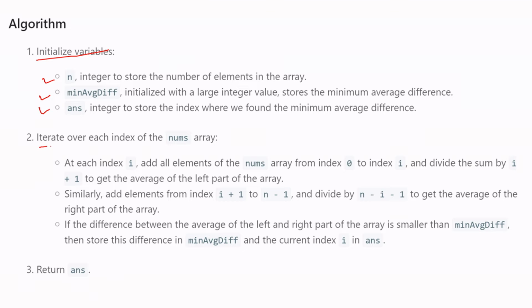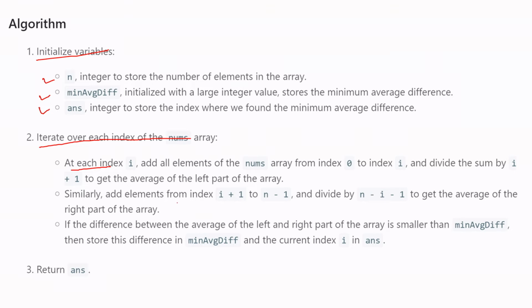So we have to iterate over each index of the given array, and at each index we will add all the elements from 0 to I and divide by I plus 1. Then we will take the elements from I plus 1 to n minus 1 and divide by n minus I minus 1 to get the average of the right part of the array.